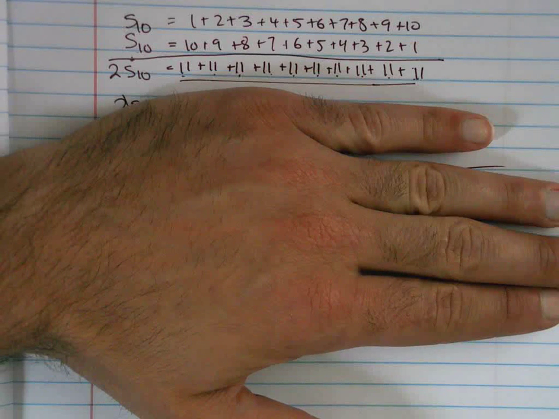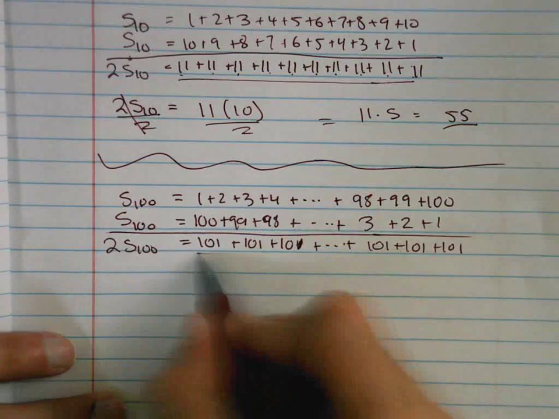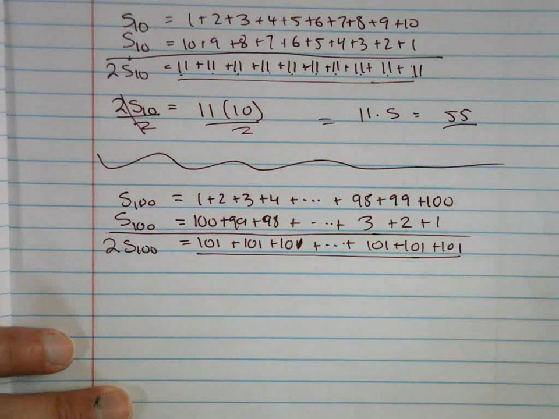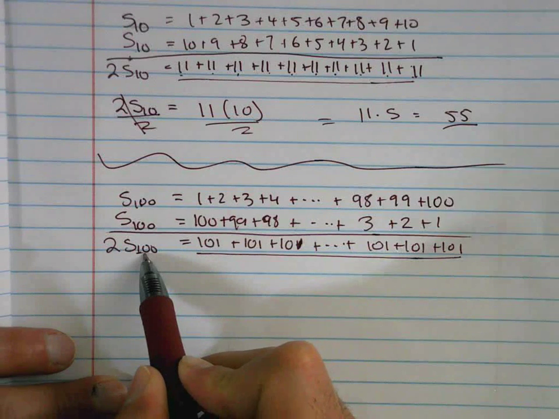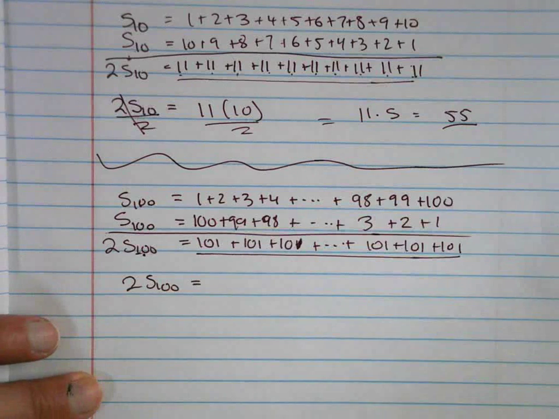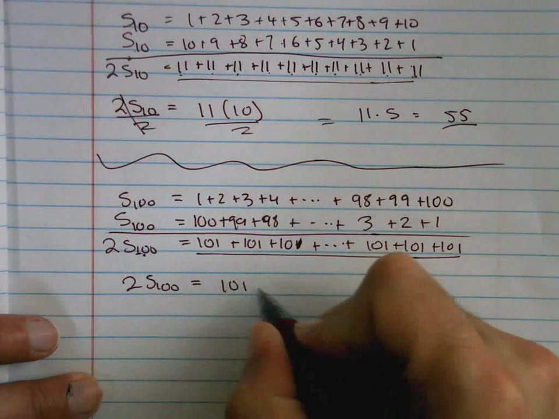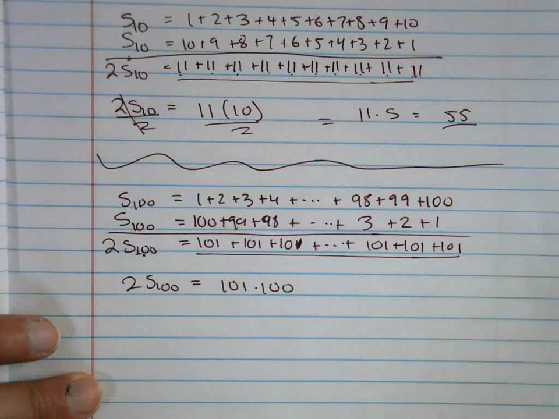And so the question again is, how many times did I add 101? And it's always going to be this number, right? It's going to be 100. So I have 2 times S sub 100, 2 times the sum is equal to 101 times, I added these 100 times. And now all I have to do is divide by 2, and I've got it.